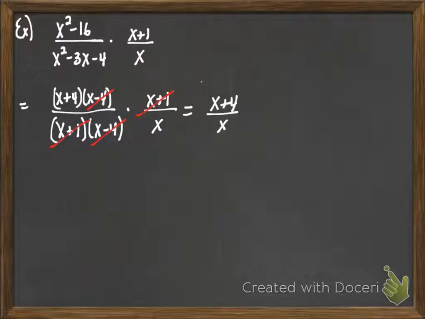Be really careful, remember you can't cancel the x in the top with the x in the bottom, because the x in the top is being added, and the x in the bottom is a factor. Remember, to cancel, they must be common factors. So our answer is x plus 4 over x.